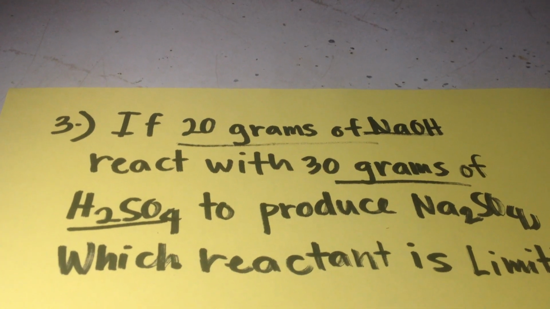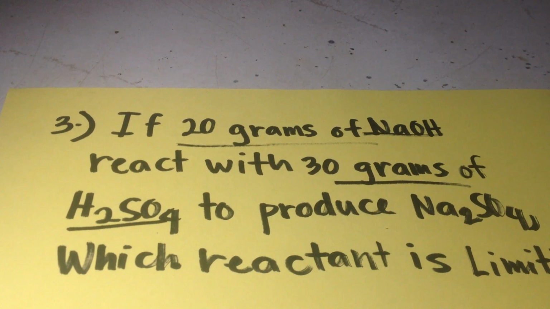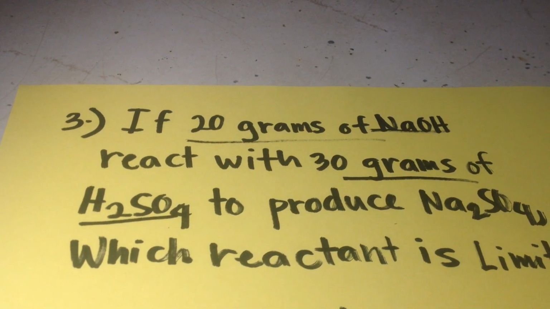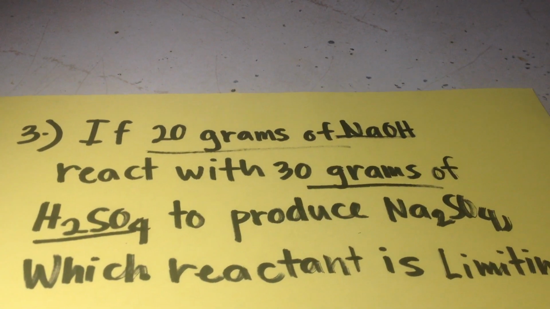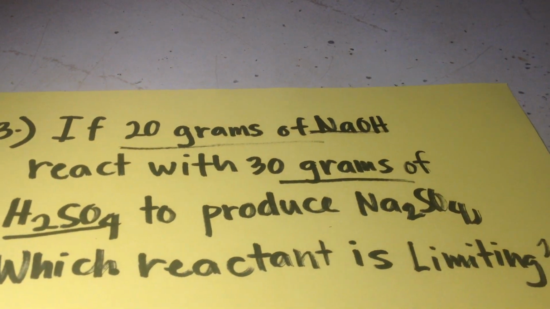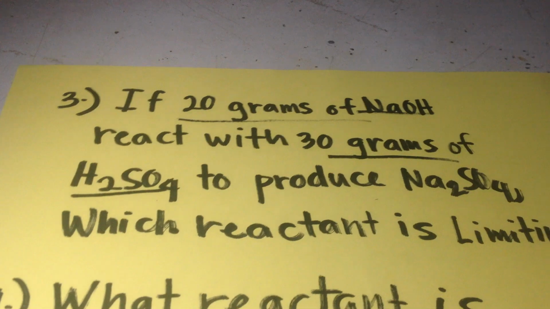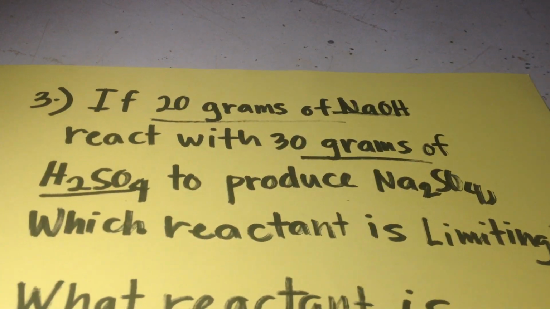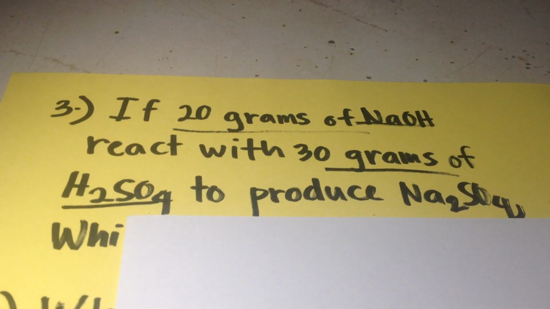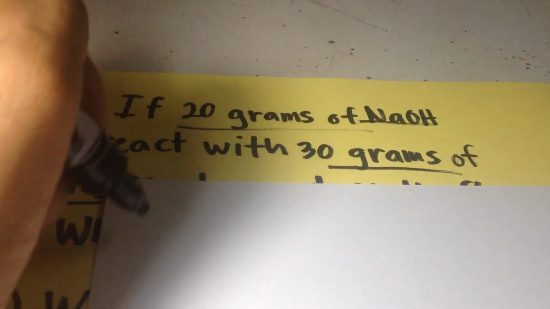Everyone, in this video, we're going to solve more problems in limiting reactant. So this is problem number 3. If 20 grams of sodium hydroxide react with 30 grams of sulfuric acid to produce sodium sulfate, which reactant is limiting? So let's begin. First step, we need to write the reaction first.